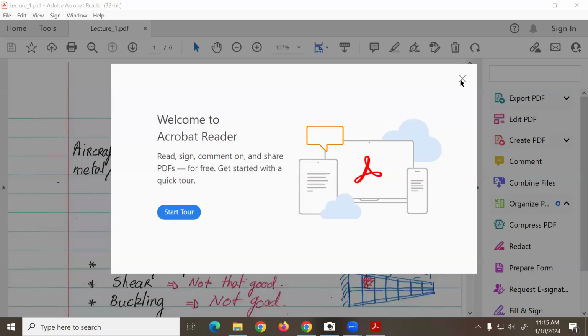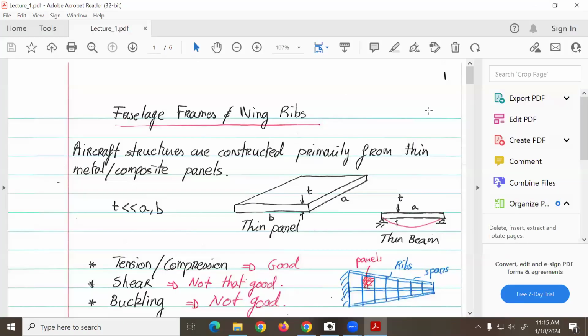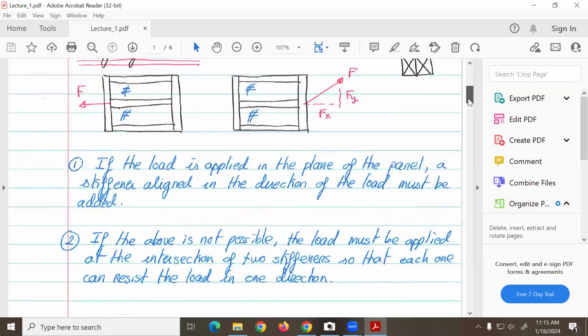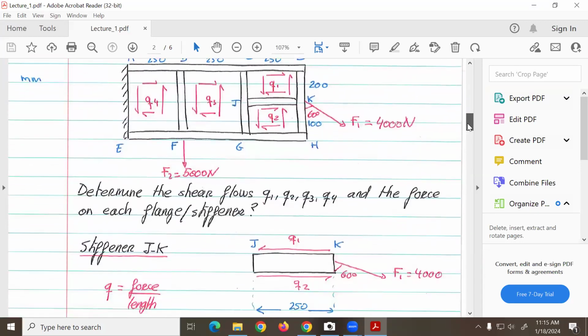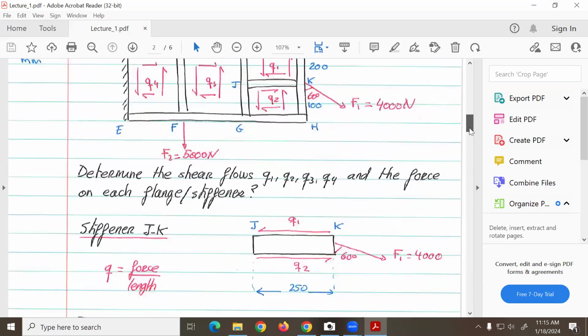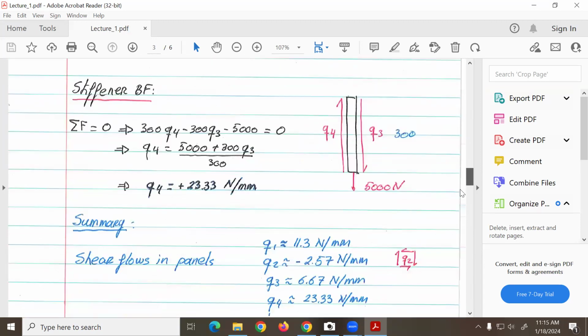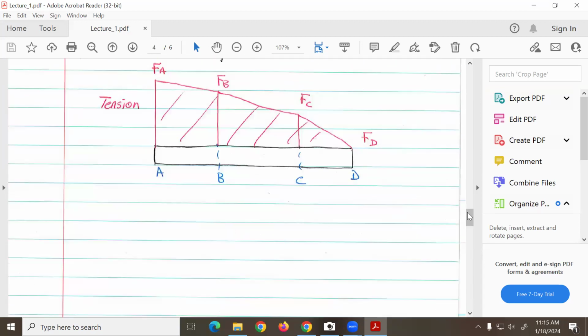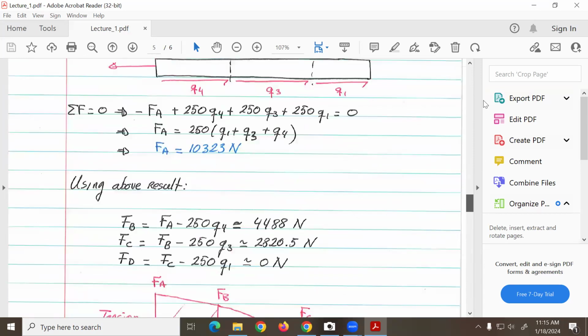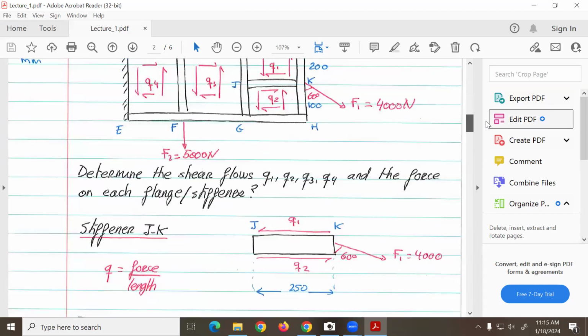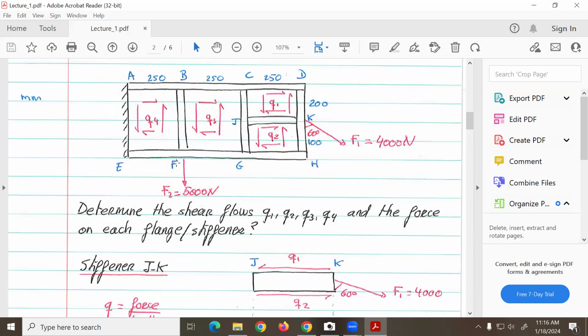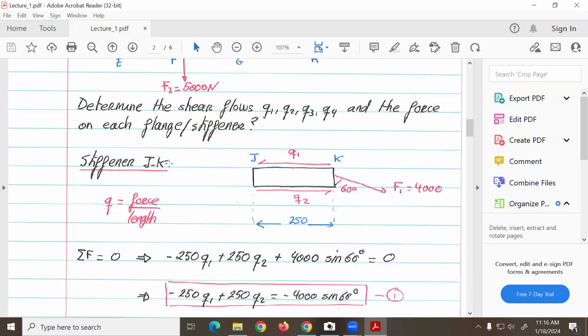Okay, so let's get started over here. The other day we started doing this one. We calculated the shear flows, and then we wanted to find the load on each one of them. The top one we call flanges, and all the numbered ones are stiffeners.